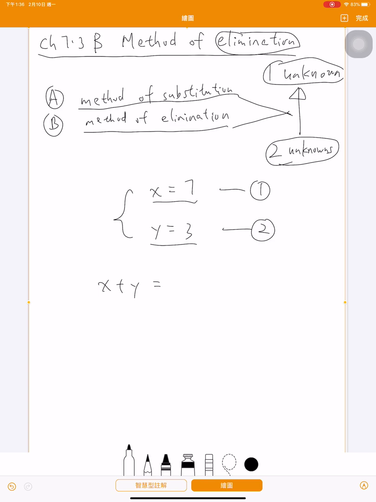You may say, oh, easy, right? It's equal to 7 plus 3, which is just equal to 10, right? In fact, you are doing addition, just adding them together. So you may think of it as equation 1 add equation 2. For equation 1, the left hand side is x, so I put x here, and then we add. For equation 2, the left hand side is y, so I add the y. So x plus y is these two added together, right?